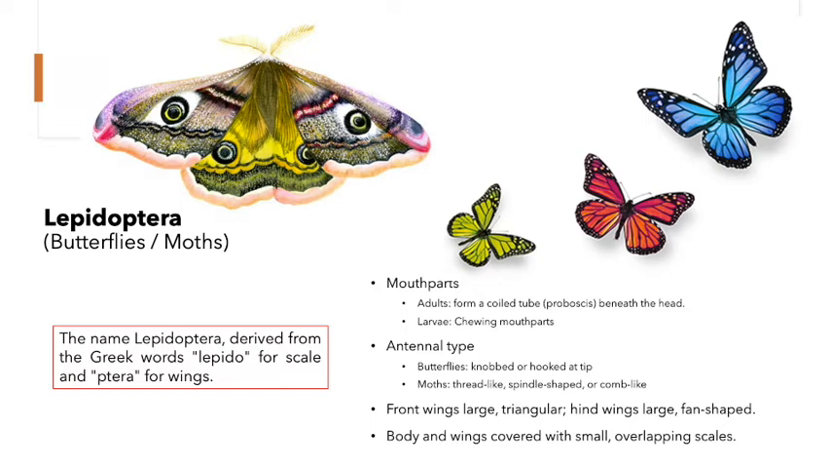The next order is Lepidoptera, and examples are butterflies and moths. The name Lepidoptera is derived from the Greek word lepido, which means scale, and ptera means wings. It refers to the characteristic covering of microscopic dust-like scales on the wings. Lepidoptera is the second largest order in the class Insecta. Nearly all Lepidopteran larvae are called caterpillars.